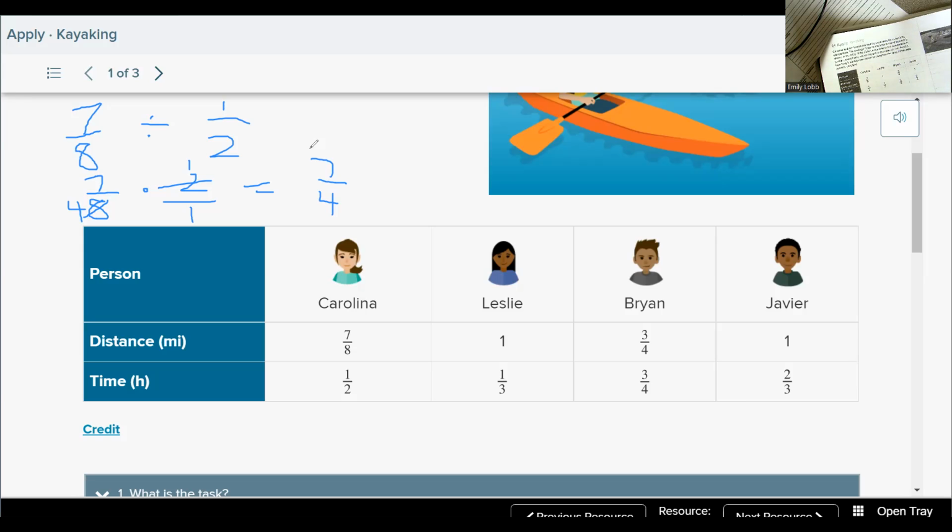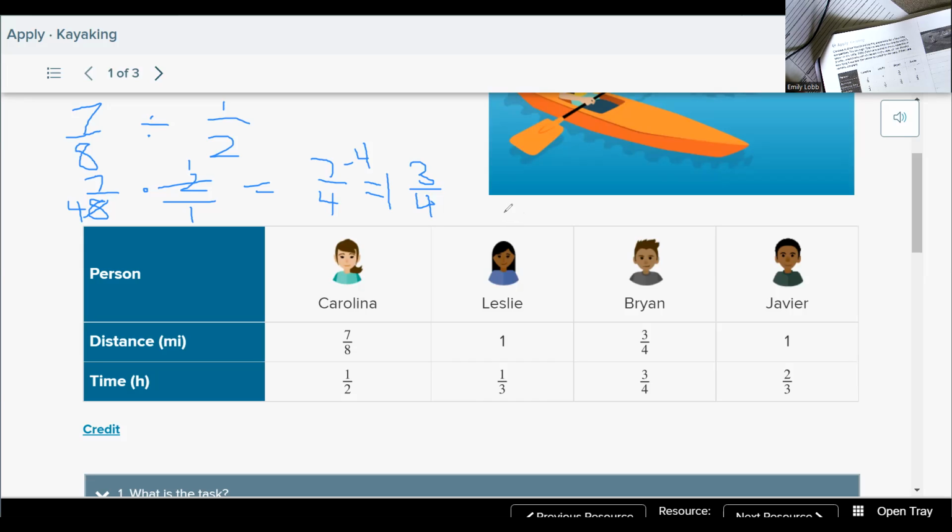So Carolina's rate is 7/4 miles per hour, or you can look at it as how many groups of 4 can I take out of the 7? Just 1. And then if I take out a whole group of 4, that's 7 minus 4, which is 3, and I write that out of how many made a whole group, which is 4. So Carolina is 1 3/4 miles per hour.